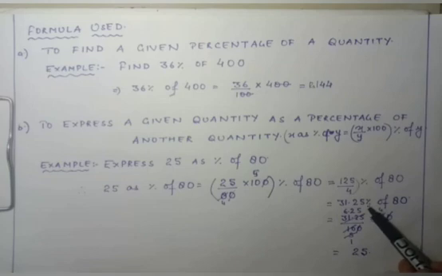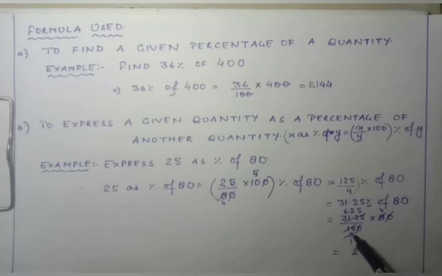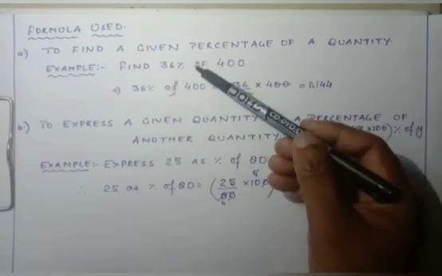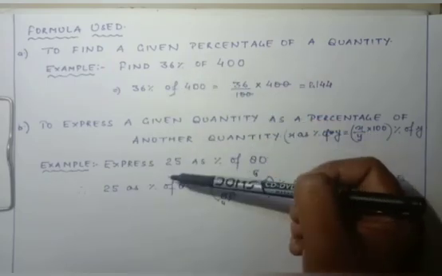Still the percent sign is over here. So if I am going to remove this percent sign, it can be written as 31.25 upon 100 into 80. Now evaluate it. You are going to get 25 as an answer. I hope these two formulas as well as examples are clear to everyone.